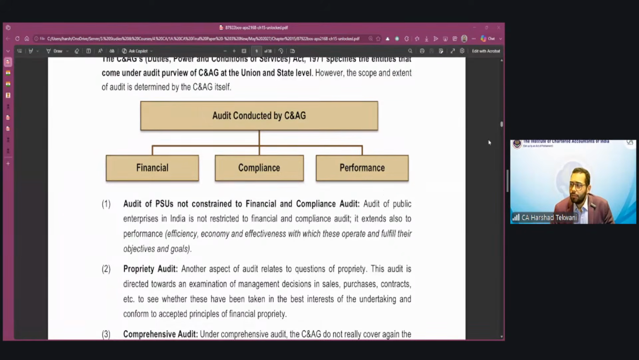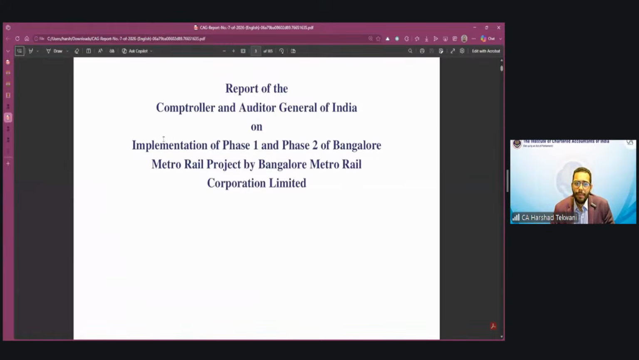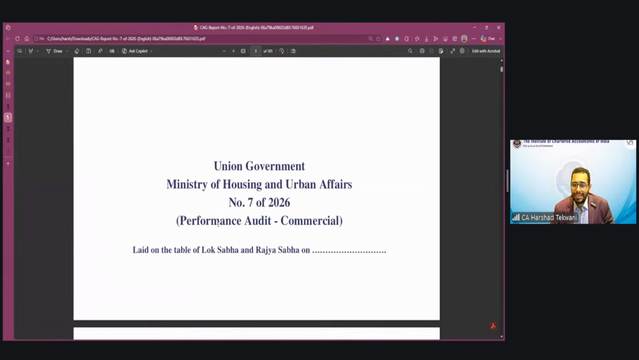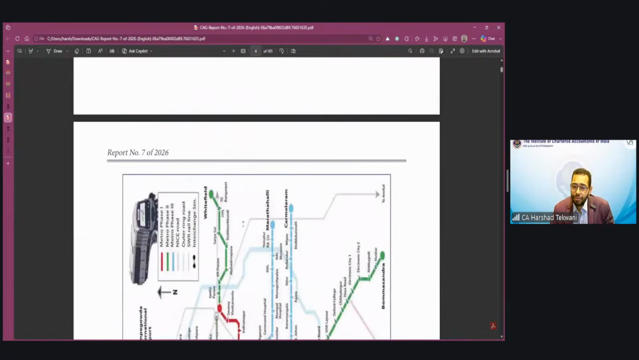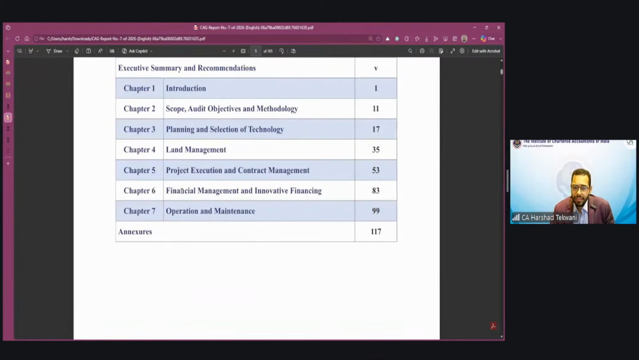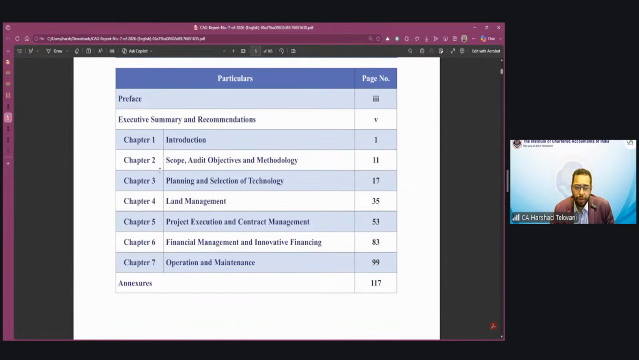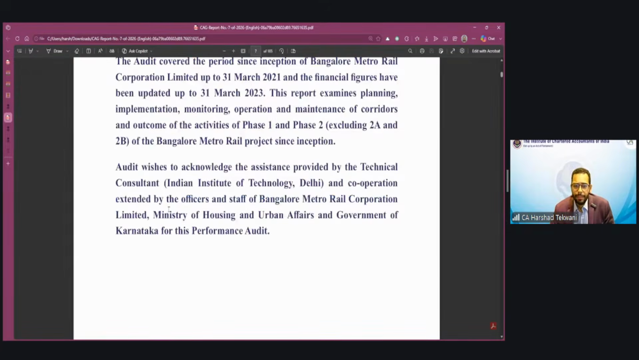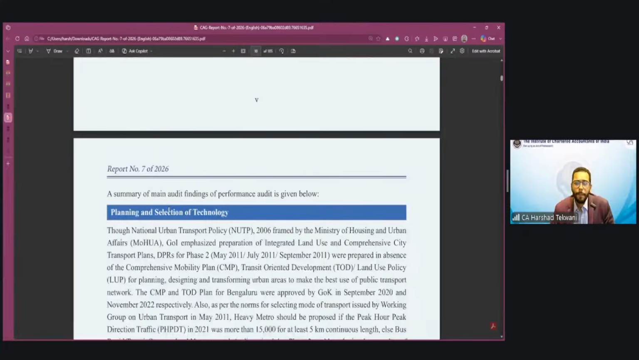Now, this report is on the implementation of a particular project, a metro rail project in a particular city. This is the performance audit, commercial, which means it will include the commercial aspect and the performance audit of that aspect. Again, there are chapters divided into this audit report: introduction, scope, methodology, planning. We'll start with chapter 2. We will not go to chapter 1, the introduction. We'll go to chapter 2.